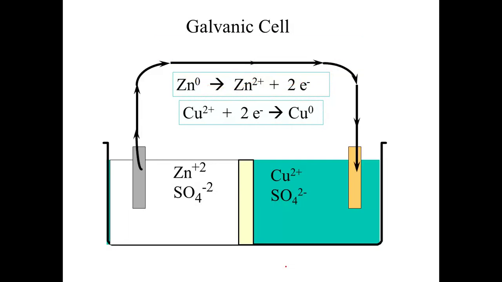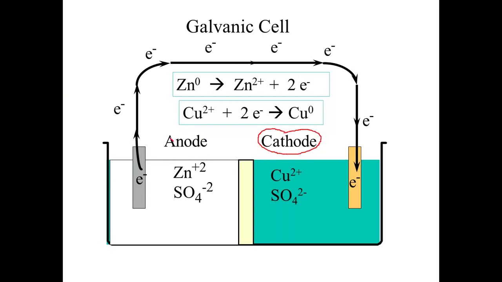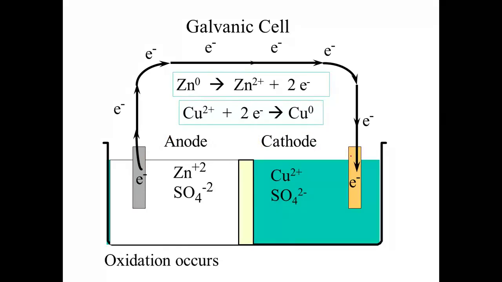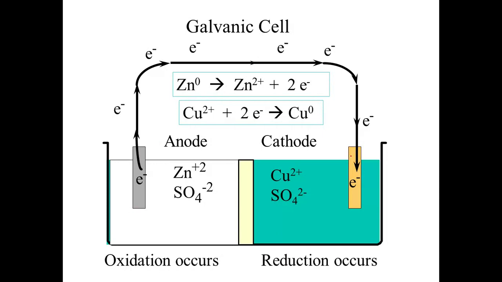You have to connect the two metal electrodes with a wire. So the electrons will travel from the more reactive metal in order to move over, to reduce the least reactive. So the electrons will travel in this direction. The direction that they travel in is from the anode, which is your more reactive metal, to your cathode, which is your least reactive metal. The anode and cathode are the actual metal electrodes. So oxidation always occurs at the anode, and reduction occurs at the cathode.